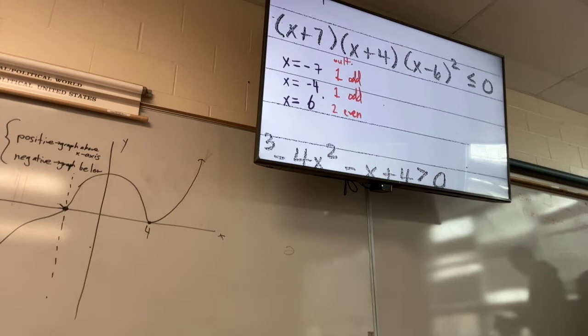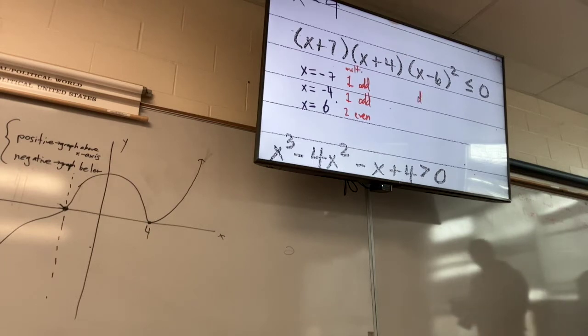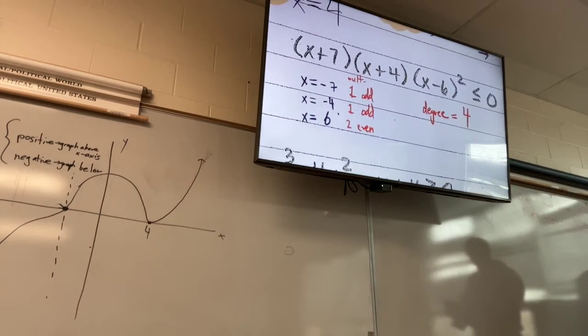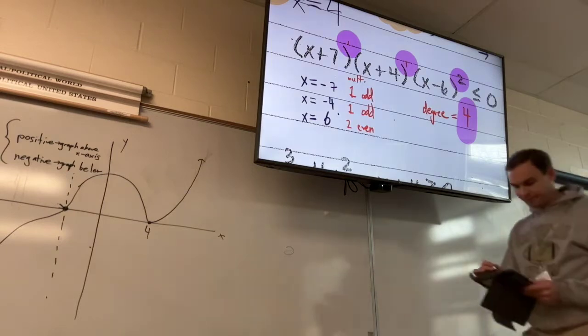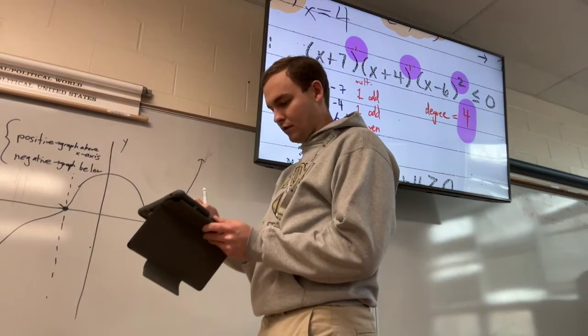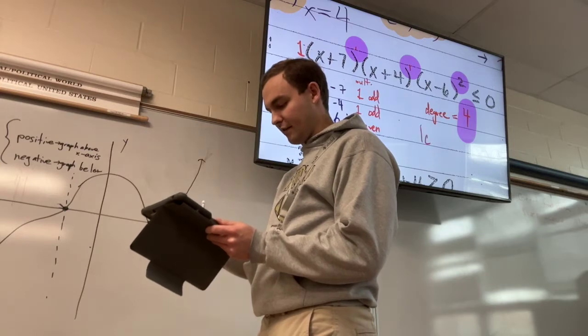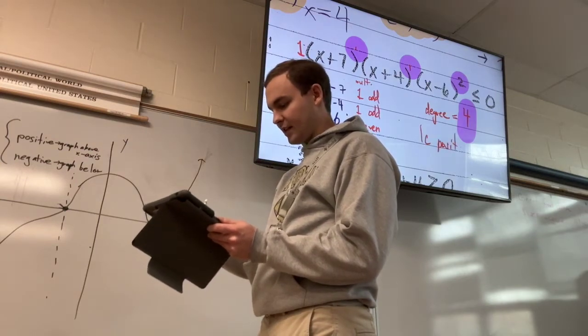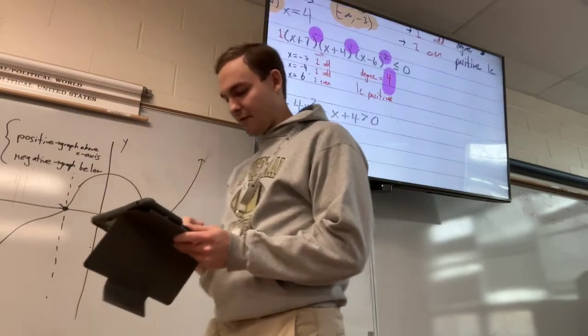Okay. What's the degree of this? This one is actually 4 now, right? We have all real zeros. We add up all the exponents. All right, let me color code that. Degree is 4 because we added 3 purple numbers together. What's my lead coefficient going to be? 1. So lead coefficient is positive. That's all we need to graph it, right?